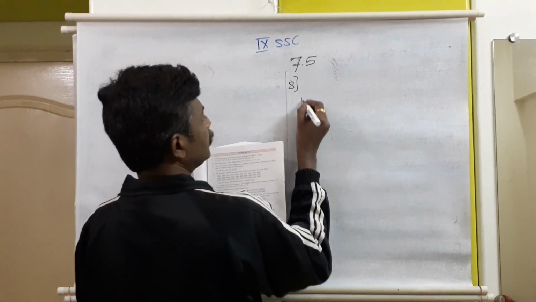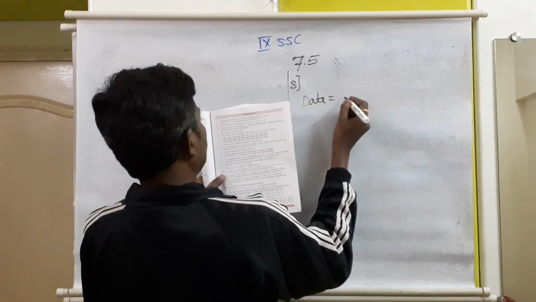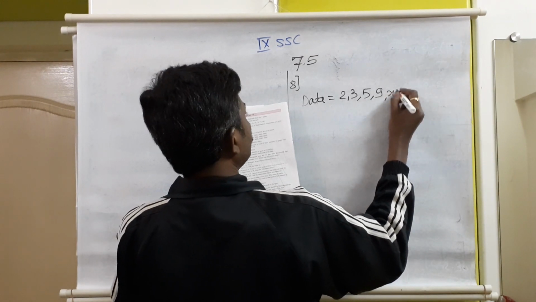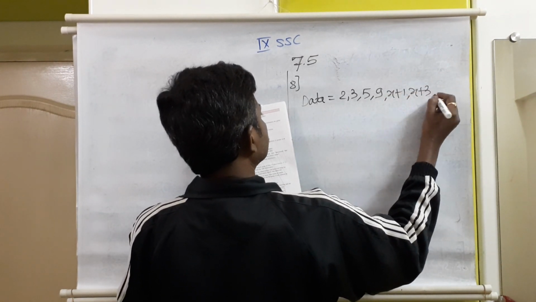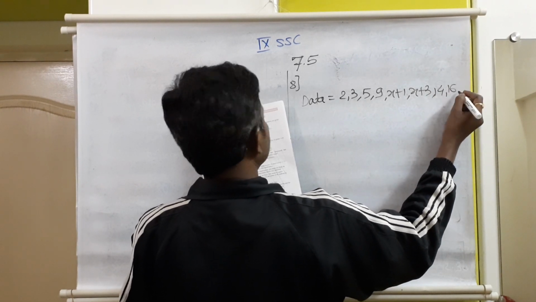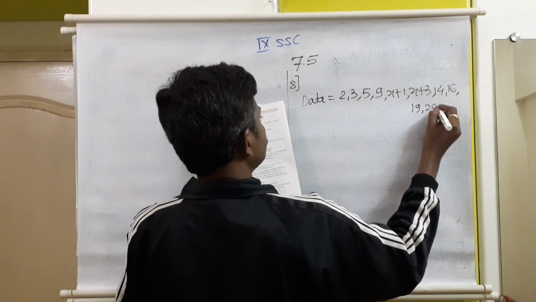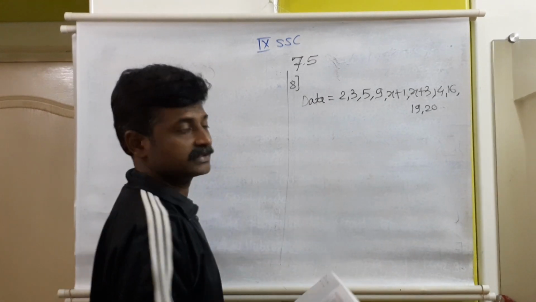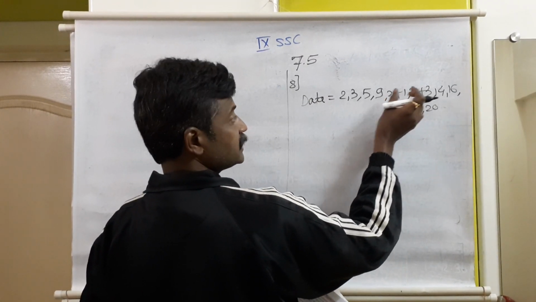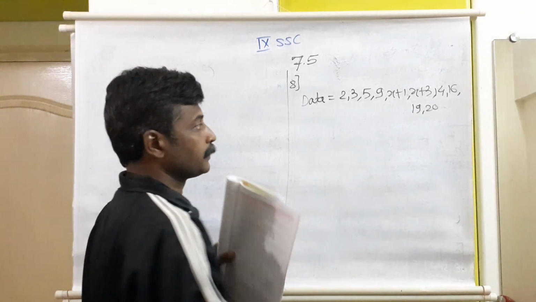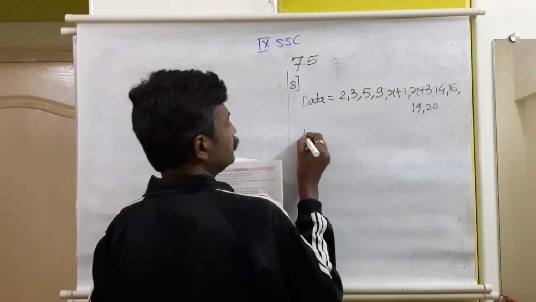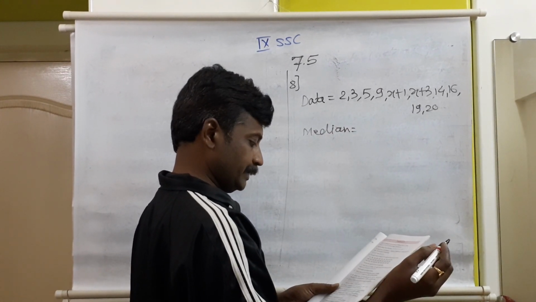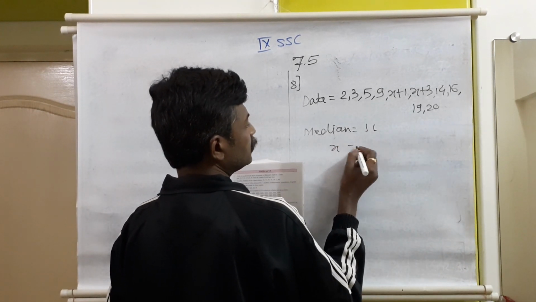So first we'll write the given data. The given data is 2, 3, 5, 9, x plus 1, x plus 3, 14, 16, 19 and 20. So 1, 2, 3, 4, 5, 6, 7, 8, 9, 10. Total observations are 10. x plus 1 is a single observation and x plus 3 is also a single observation. Now the median of this data is given in the question. Median is equal to 11 and we have to find the value of x.